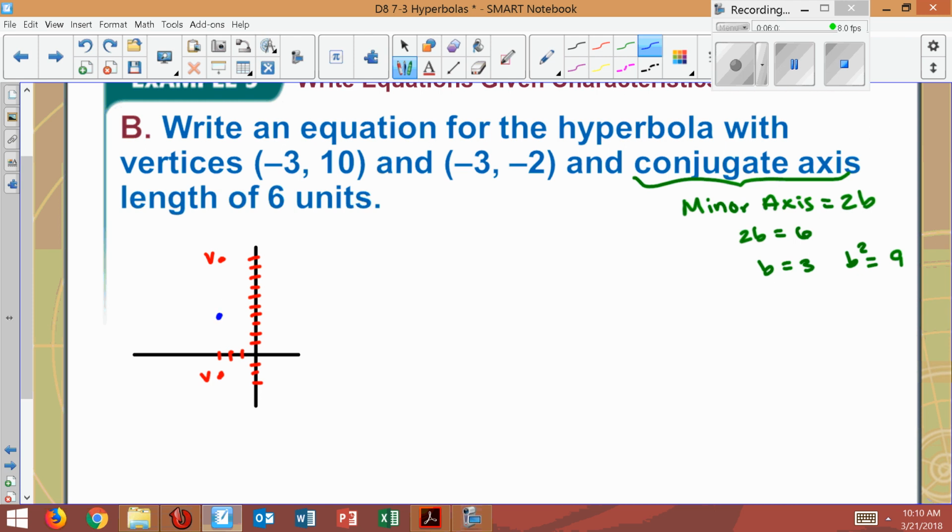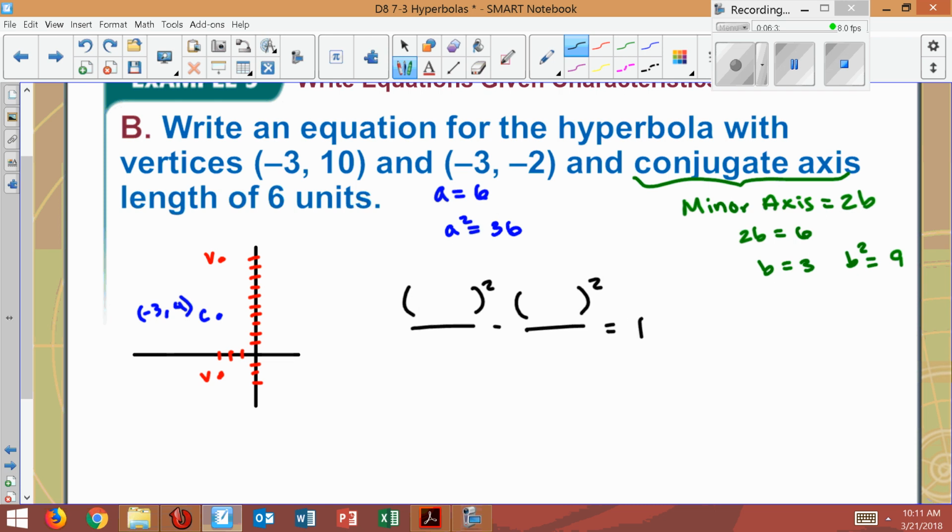So that center would be located there. There's my center. And those are 6 units apart. So my a must be 6. And if a is 6, a squared equals 36. The center, we're saying, is left 3, up 4. Now let's write the equation. What do we know? Well, we always have a parenthesis squared minus another parenthesis squared, each over some value, and that's going to equal 1.